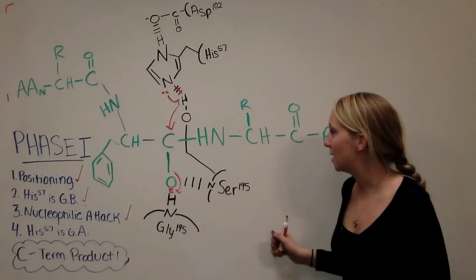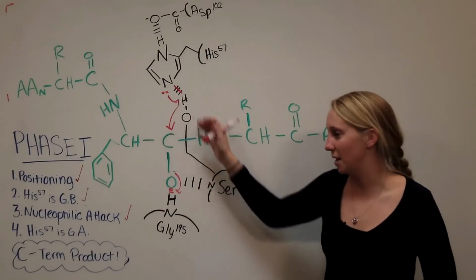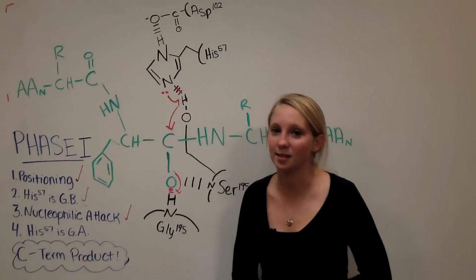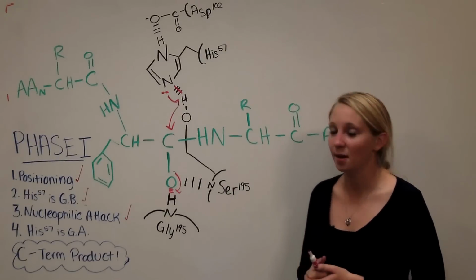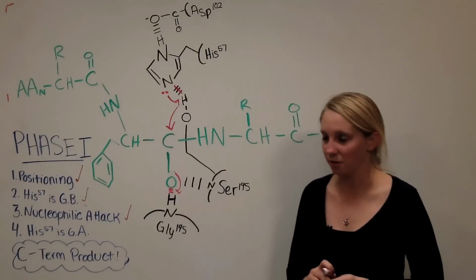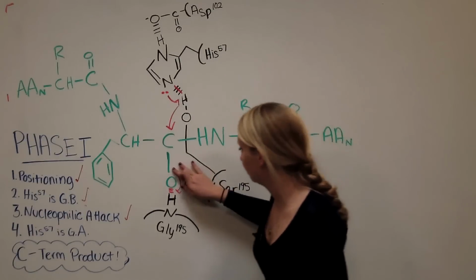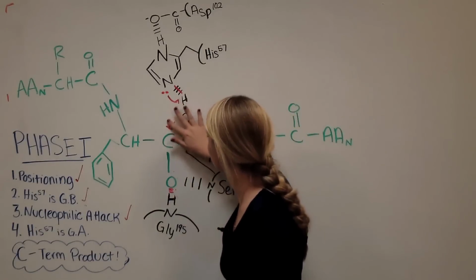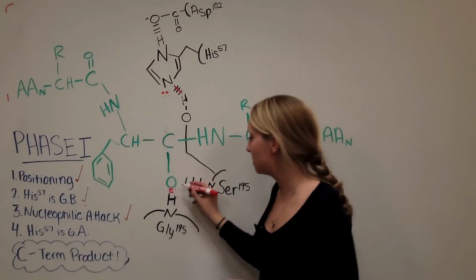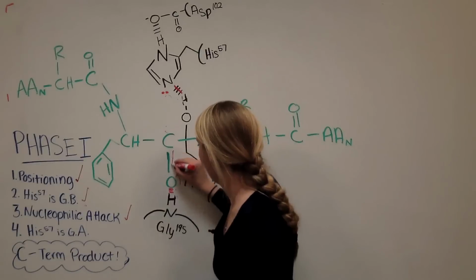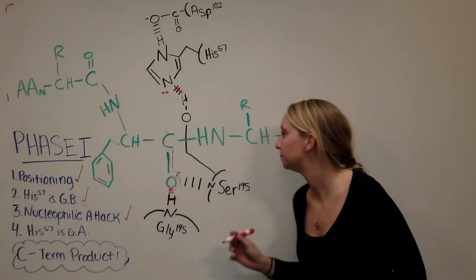So now that histidine has just taken a proton from something, it's going to want to act as a general acid and go ahead and put that proton somewhere else, or protonate something, and that something is going to become the leaving group. So the way that happens is that this short-lived intermediate collapses, and this double bond is reformed.